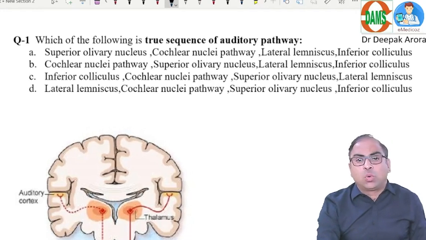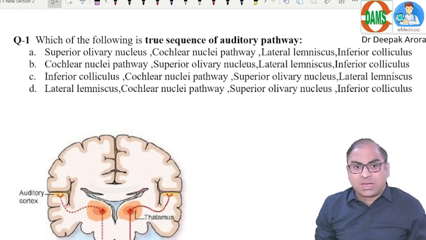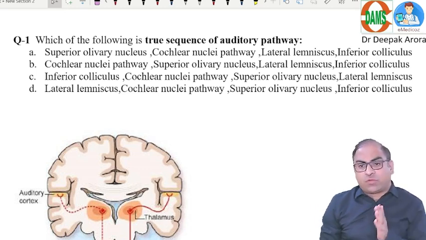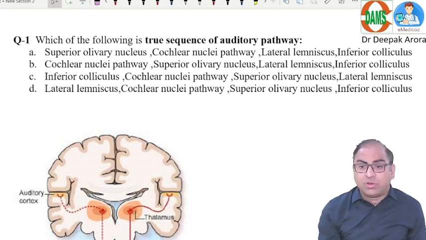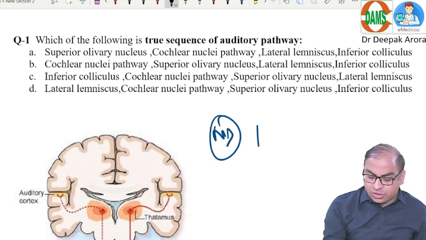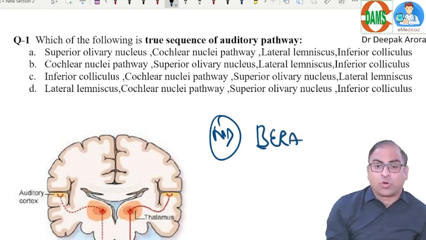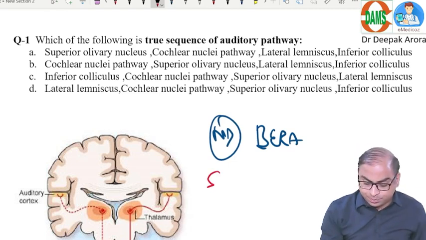The first MCQ, again a repeated MCQ taken from your last 2 years question bank. Which of the following is a true sequence of auditory pathway, BERA? So if you remember in objective audiometry, when we discussed the investigation of choice for neural deafness, that is your brainstem evoked response audiometry, we have learned the sequence. What is the sequence of auditory pathway?